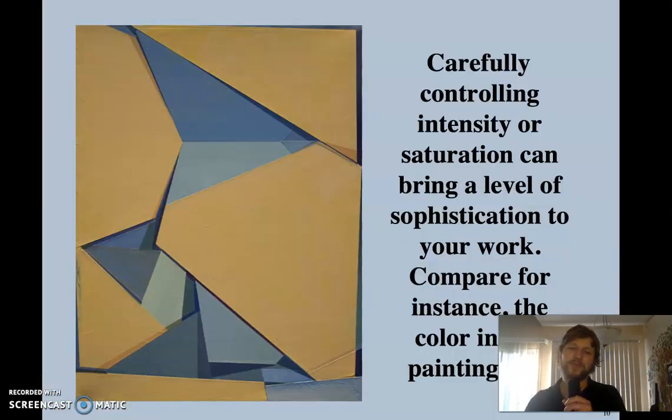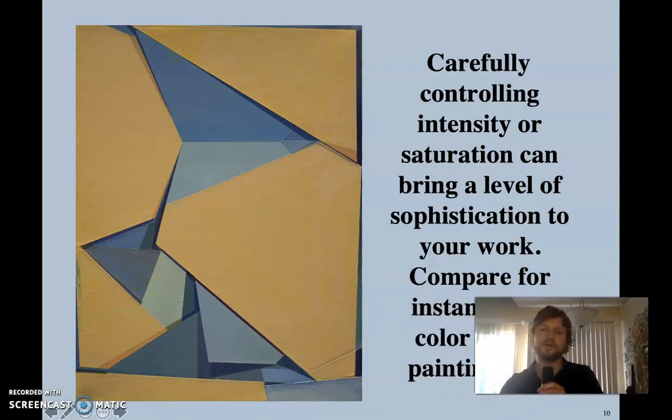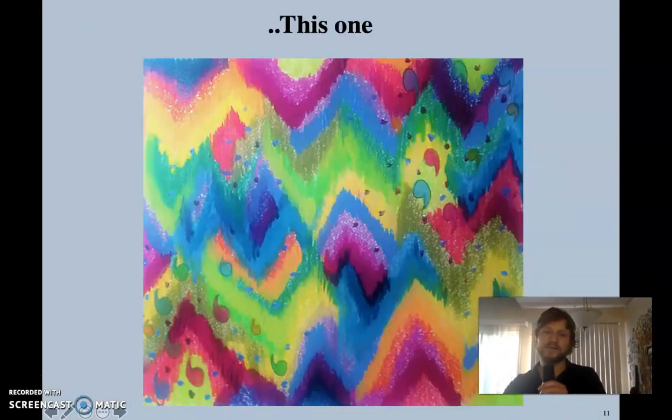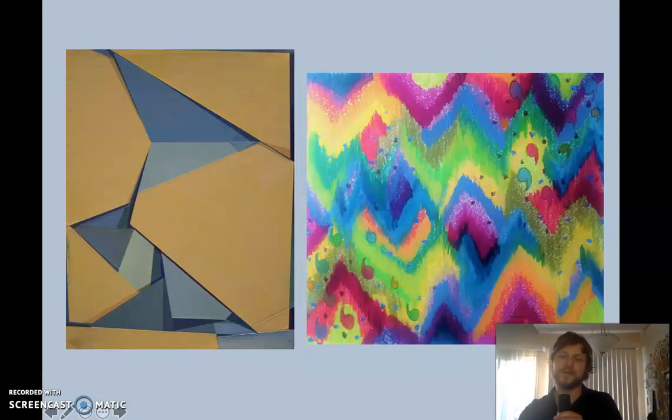All right, so when you control intensity, you can make your paintings more sophisticated looking. That's all I'm saying here. So why is it more sophisticated than, say, this painting? So look at them side by side. And am I just being elitist? Am I saying the painting on the left is better? Yeah, I am saying that. It's better, though, for a technical reason. It's better for a formal reason.